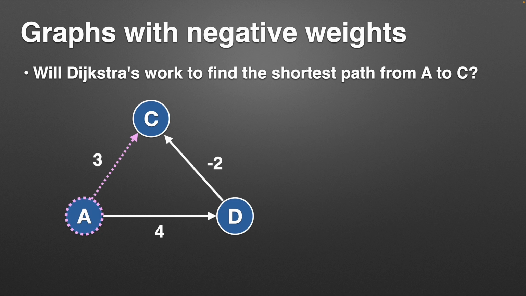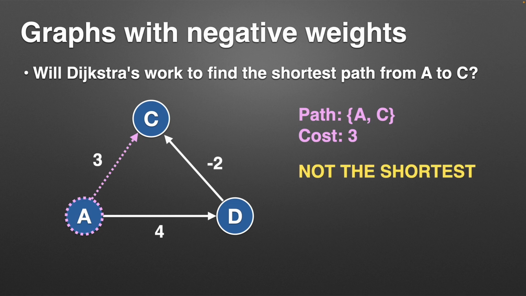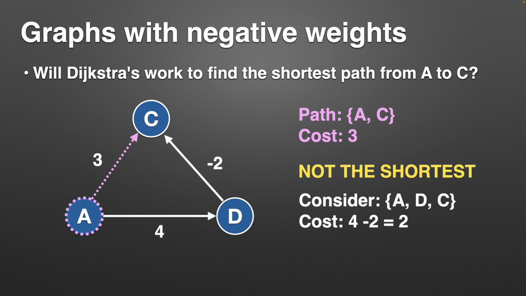So we check our neighbors. C is a neighbor, and we'll get this path of going from A to C directly with a cost of 3. And the problem is that if you look at this graph, that's not actually the lowest cost way to get there, right? If we take into account this negative, because we could go from A to D and then from D to C, which would give us a cost of 2, right? And so Dijkstra's algorithm will fail in this condition.